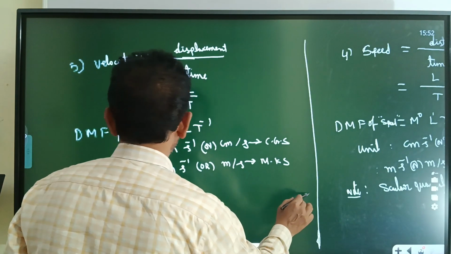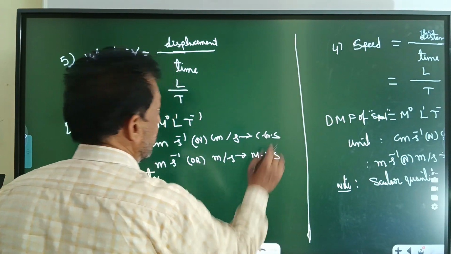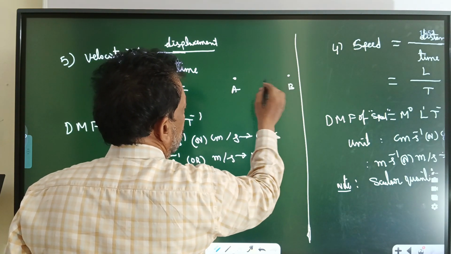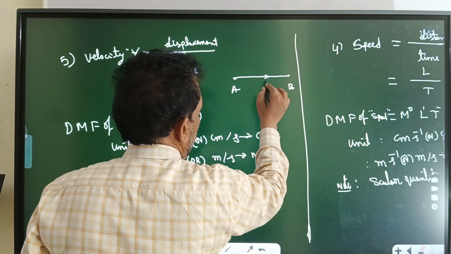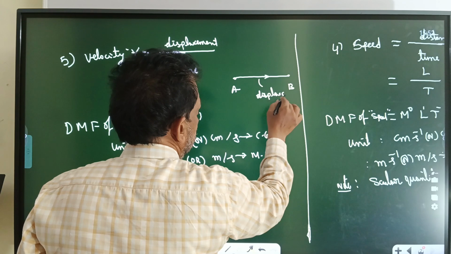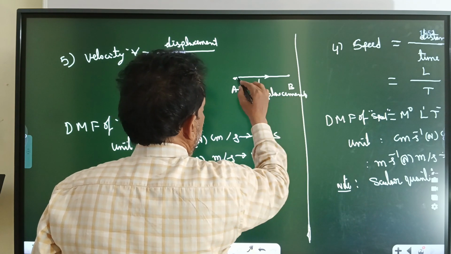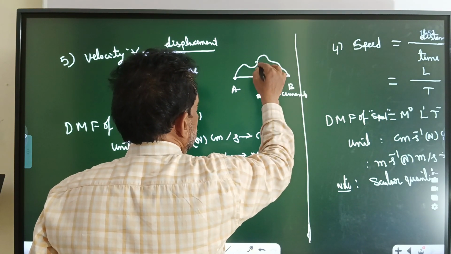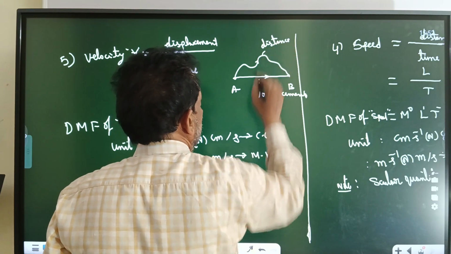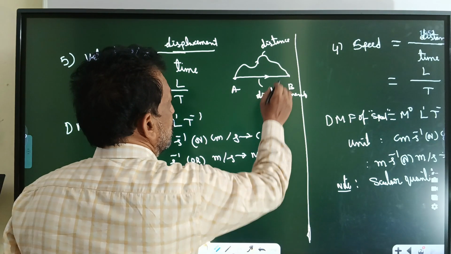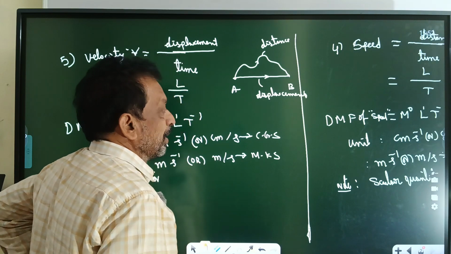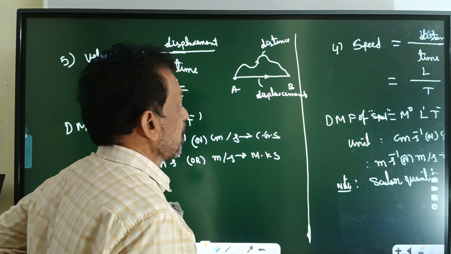Now see here. I can draw a small diagram. Point A to point B you want to move. The straight one is called displacement. The shortest path is called displacement. And the longest path is called distance. Understand that? So displacement is a vector quantity. Distance is a scalar quantity.